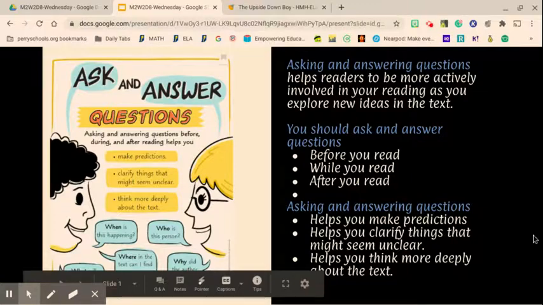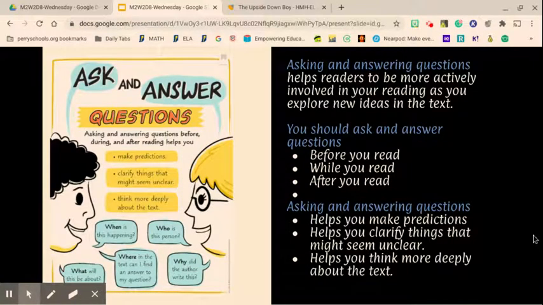For today's lesson, we are going to be working on asking and answering questions. Asking and answering questions helps readers to be more actively involved in your reading as you explore new ideas in the text. You should ask and answer questions before you read, while you read, and after you read. Asking and answering questions can help you make predictions, helps you to clarify things that might seem unclear, and helps you think more deeply about the text.